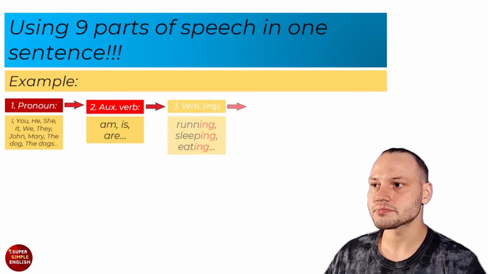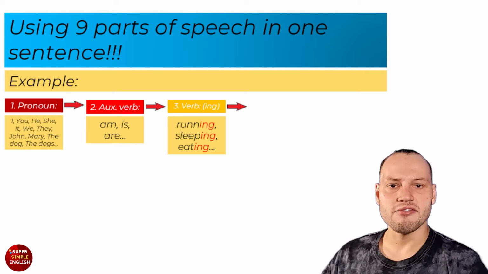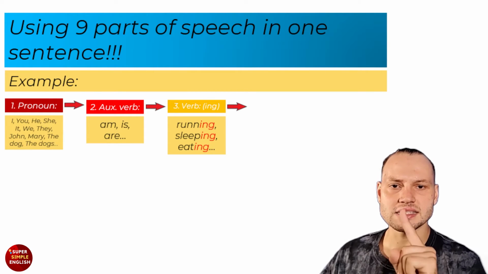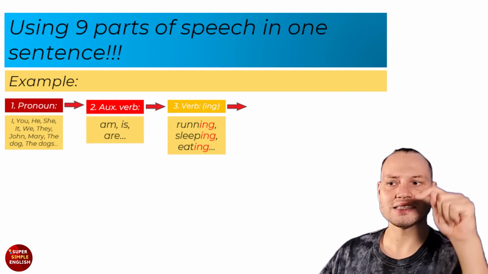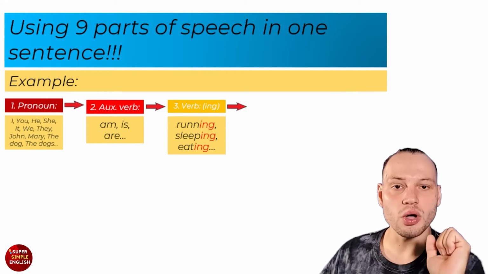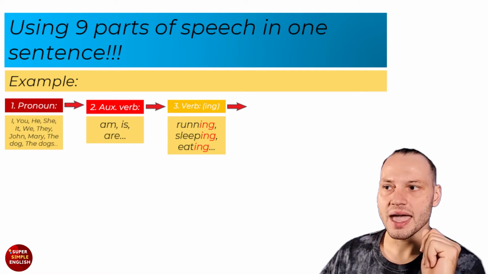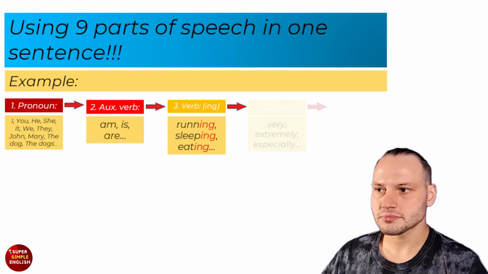Remember that. The next thing we put in the sentence is a verb. We have chosen present continuous tense for this sentence. Present continuous tense gets ing, and you think about it as if it's now. I am talking to you. You are listening to me. Okay, so we have running, sleeping, and eating.